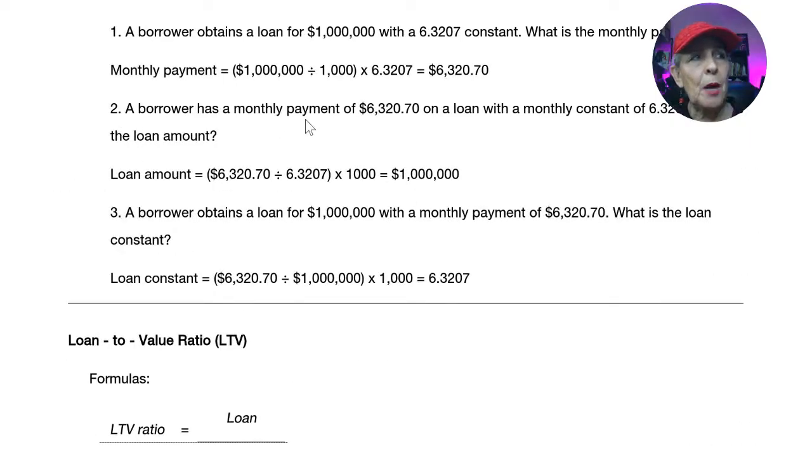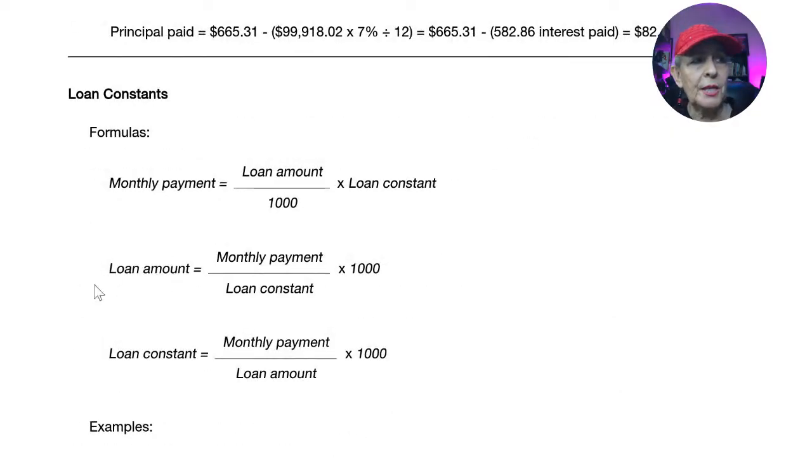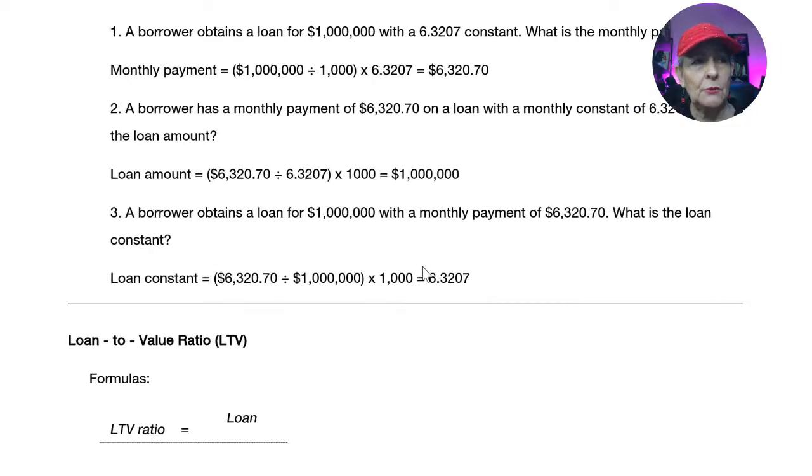So number 2, a borrower has a monthly payment of 6,320. So now they're solving for a different part of that equation on a loan with a loan constant of 6.3207. What is the loan amount? So we're solving here for loan amount. Monthly payment, we have the loan constant times 1,000. So 6,320.70 divided by the loan constant times 1,000 equals 1 million.